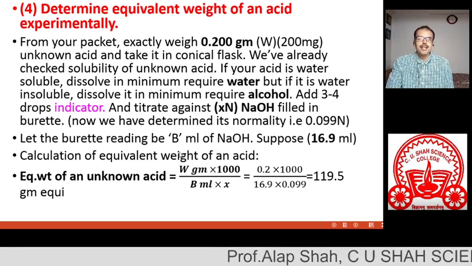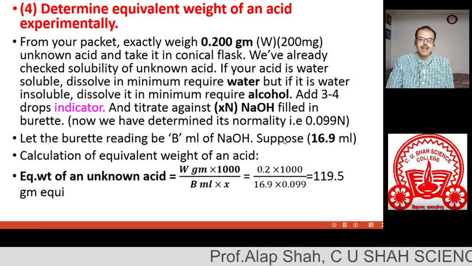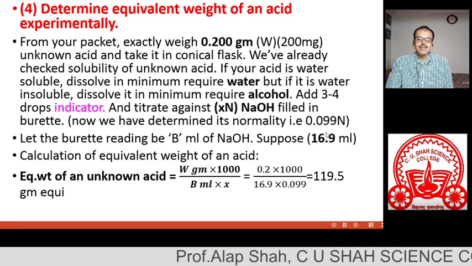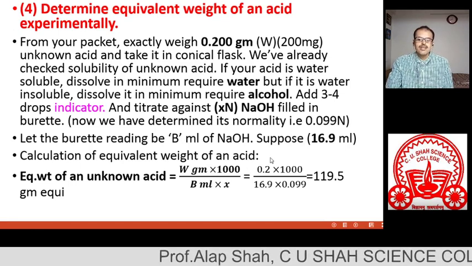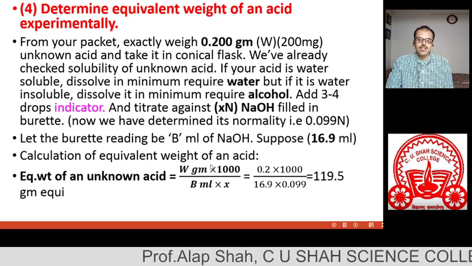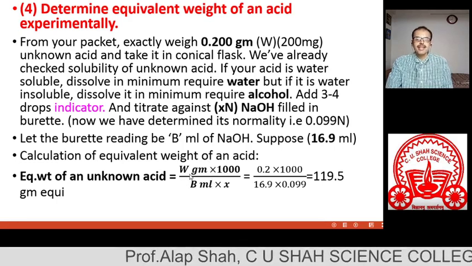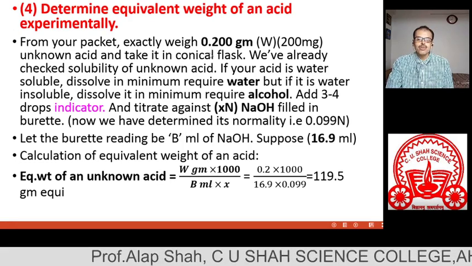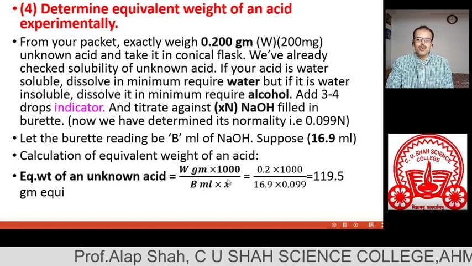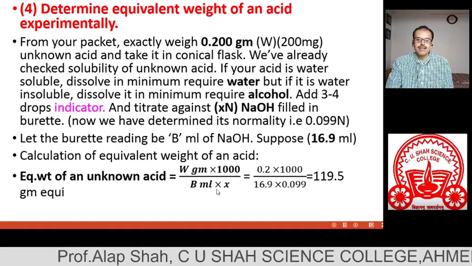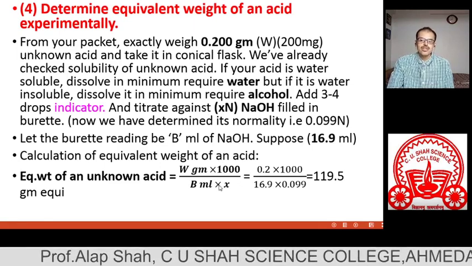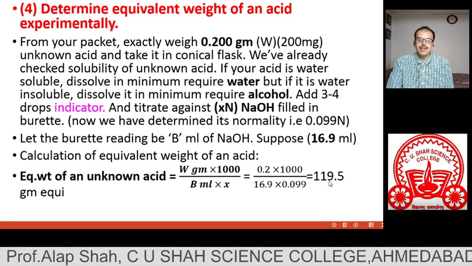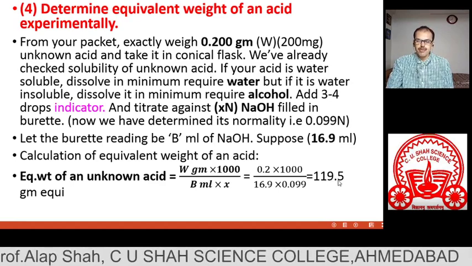But now we know the concentration of NaOH, and you will get the color change. Let's say the burette reading is 16.9 ml. So this is the equation with which you can determine the equivalent weight of the unknown acid, and that is W gram. Your W is 0.2 into 1000 upon the burette reading, which is 16.9, into the normality of NaOH. We determined it during the standardization, and we are getting equivalent weight 119.5 gram equivalent.